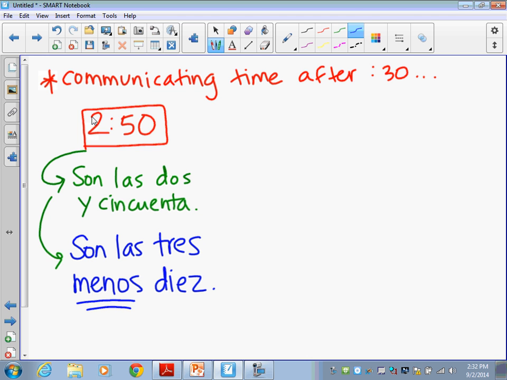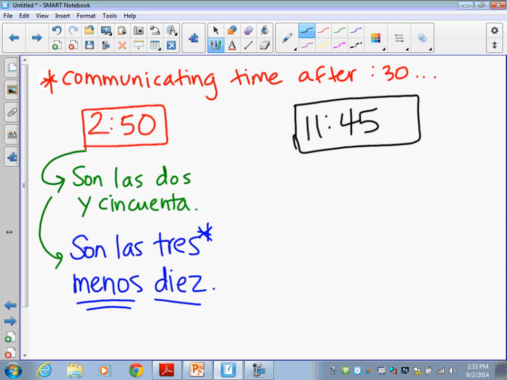Menos, minus how many minutes? How many minutes until 3 o'clock? There's 10 minutes until 3 o'clock. Menos 10. So we could say, ¿qué hora es? Son las 2:50. Or, ¿qué hora es? Son las 3 menos 10. I'm rounding up to the next hour that it's closest to. I'm looking at how many minutes is it until that next hour. Well, just 10 minutes. So, son las 3 menos 10.